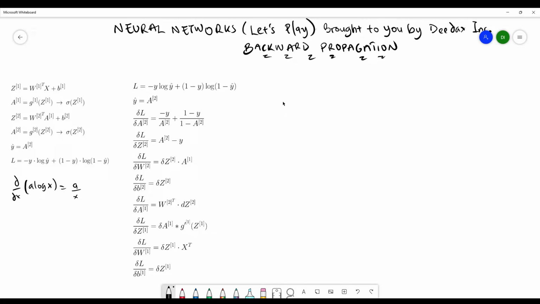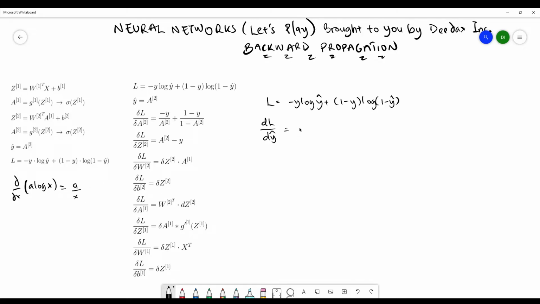So starting from our loss, we have that loss equals negative y log y hat plus 1 minus y log 1 minus y hat. Okay, so the derivative of the loss with respect to y hat, which is really saying how much does our loss change when we change our predictions, right? Makes a lot of sense. Okay, so dL/dy hat, and this looks like this, right? Where negative y is like our a and x is our y hat.